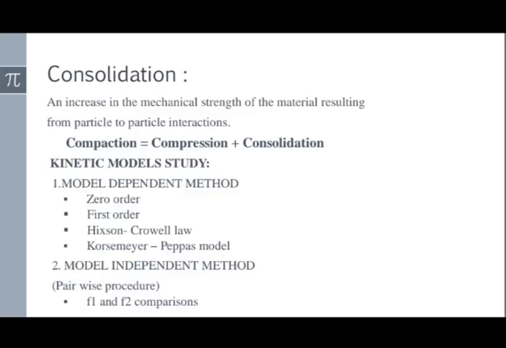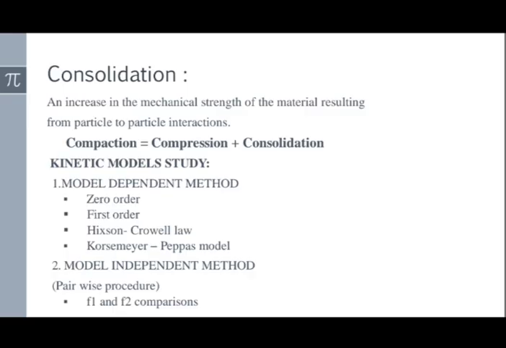Consolidation: an increase in mechanical strength of a material resulting from particle to particle interactions is called consolidation. Compaction equals compression plus consolidation.